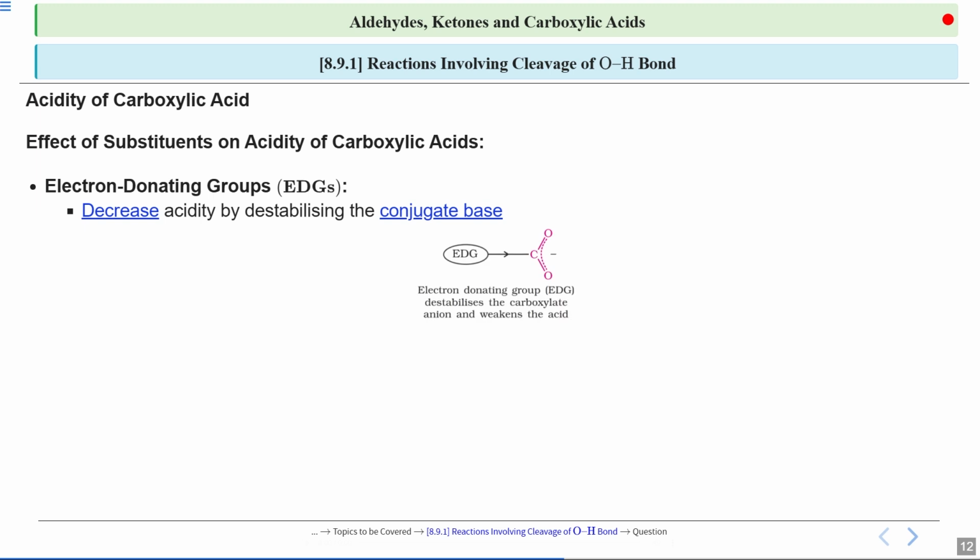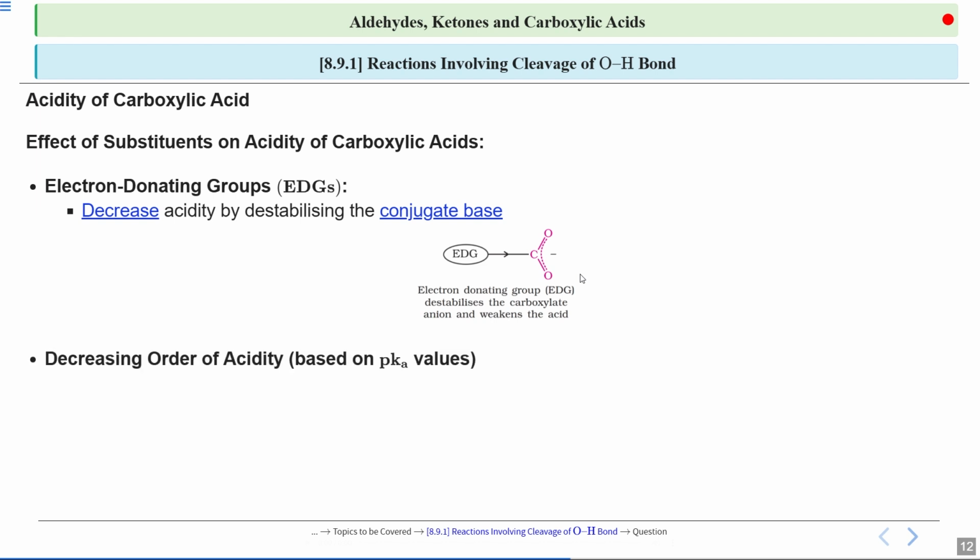So if electron donating groups are attached to a carboxylate anion, this weakens the acid. If it weakens the acid, then we will see that it does not readily donate its proton. That is, it decreases the acidity.